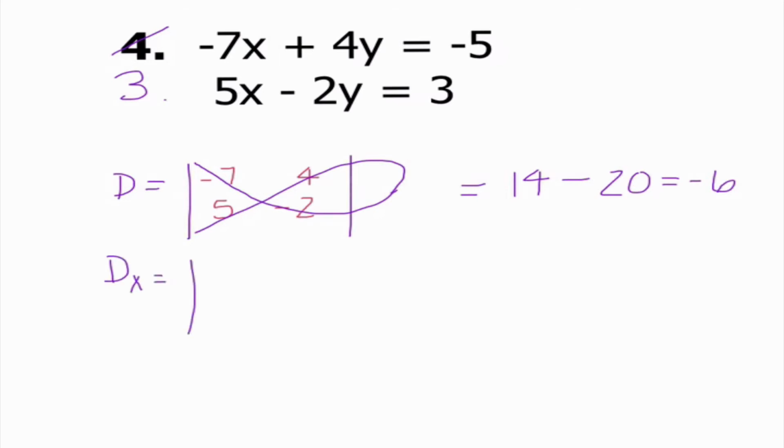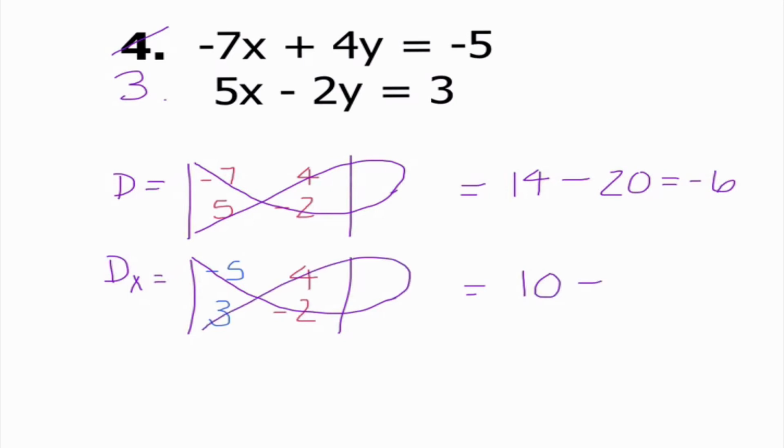D sub x. This time I replaced our x column with our constants, which were negative 5 and 3. My y column stays the same. Negative 5 times negative 2 is 10. Mr. Determifish says, subtract, baby. 4 times 3 is 12, so I get negative 2.